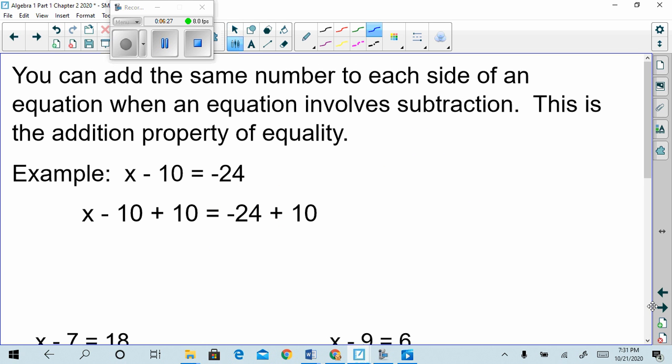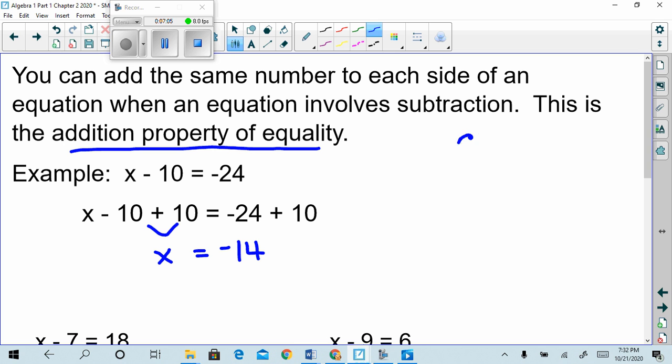We also have the addition property of equality, where we can add the same number to each side of an equation when we start off with a subtraction. So again, we look at the original equation. This is a subtraction equation, so I'm going to do the inverse. I will add 10. But my addition property of equality says if I add 10 on one side, I must add 10 on the other. It will cancel out here, leaving me with x. I now have unlike signs, so I'll subtract and keep the sign of my greater absolute value.